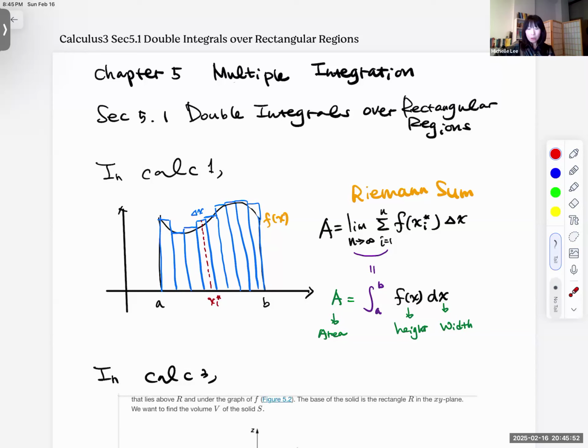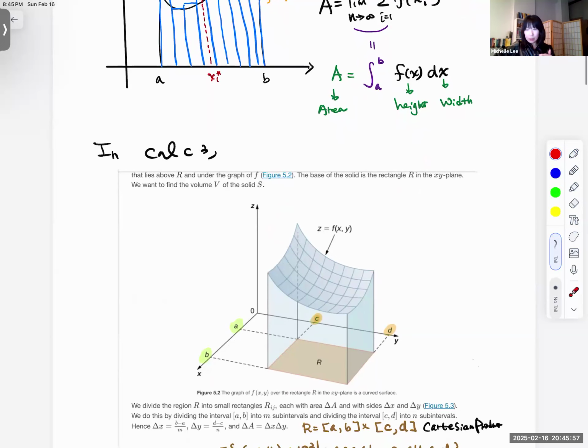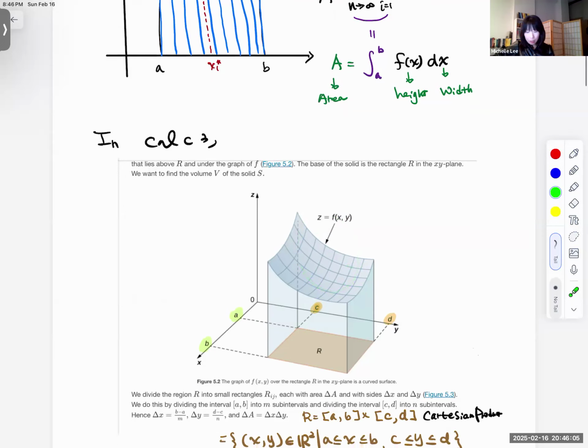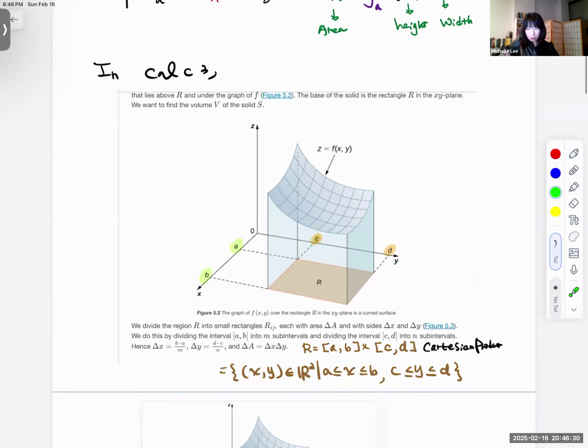What about now in Calculus 3? We have a surface. This is the function. Now we have something like a Riemann sum. We make rectangles here underneath the function. Look, on the x-axis we have a and b, and on the y-axis we have c and d.